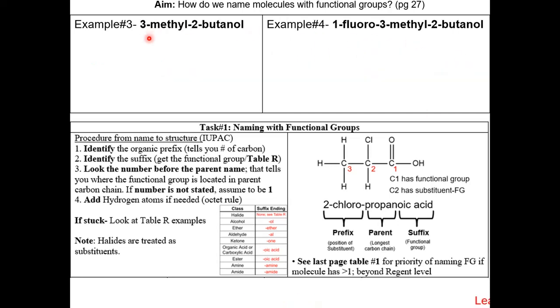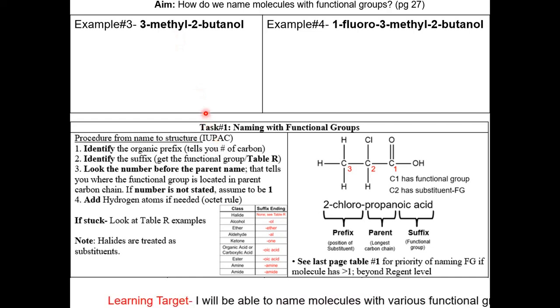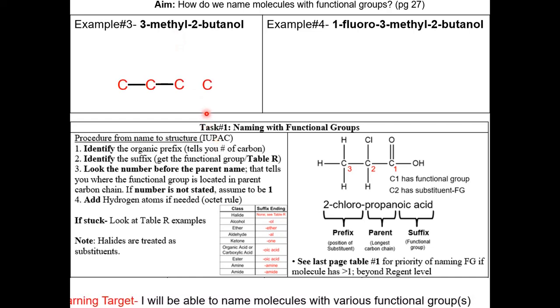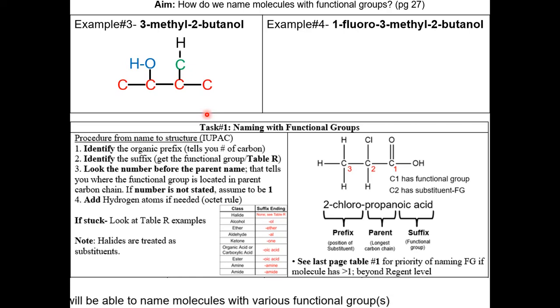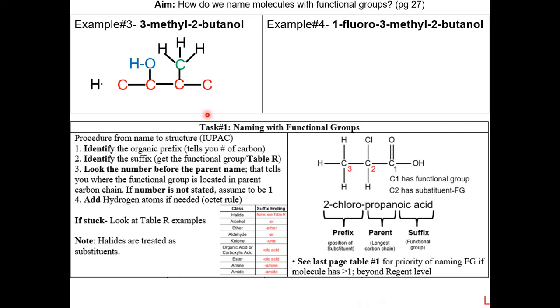For example 3, we have 3-methyl-2-butanol. This molecule will have one more constituent compared to example 2. It has a methyl group on carbon 3. We're first going to draw the parent chain of 4 carbons. Then the OH group on carbon 2. And the methyl group on carbon 3. And add in the hydrogens.